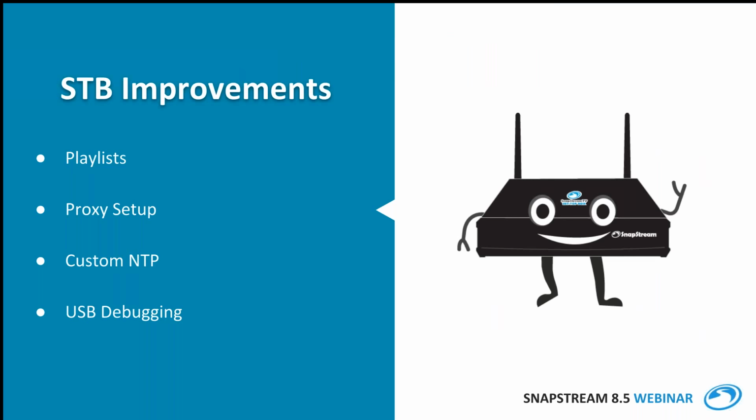In SnapStream 8.5, we added the ability to play playlists as well. And in addition to that, we vastly improved the set-top box's configuration and debugging processes. For example, let's say you have a custom corporate proxy to reach the internet, or a custom NTP server in your organization, then you can easily push that configuration to your SnapStream set-top boxes instead of having to manually enter that in. We also added the ability to export settings and log files from the set-top boxes to send to our support team for diagnosis of any issues.